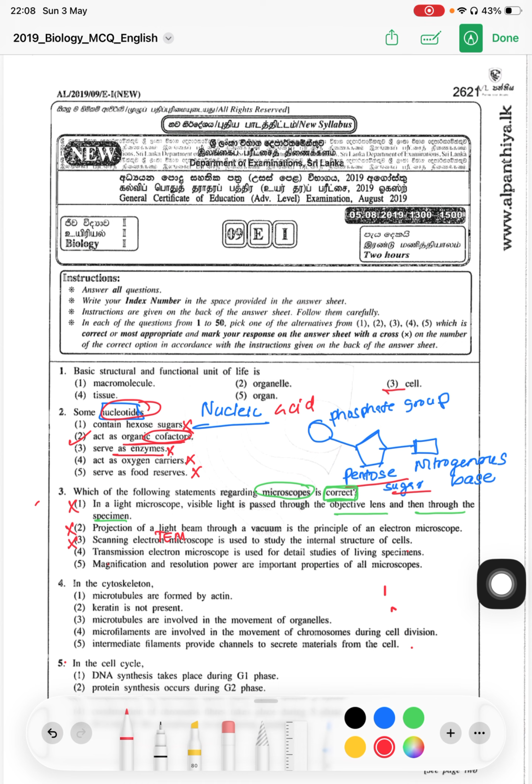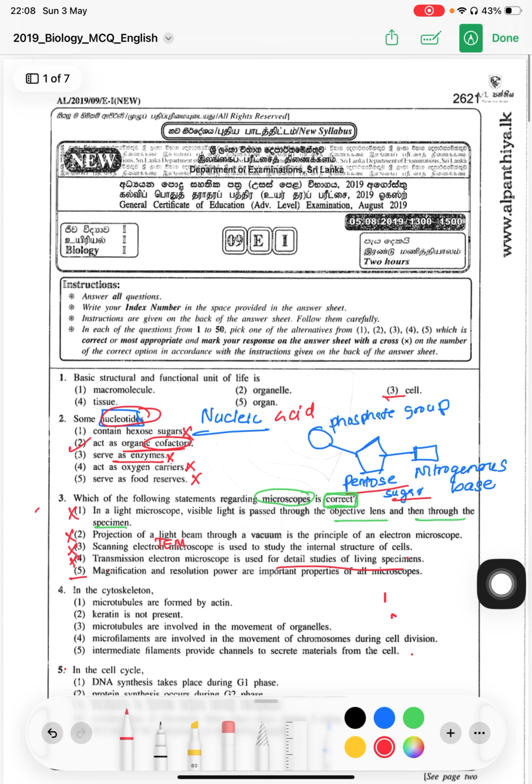Okay, children. Magnification and resolution power are important, yes, definitely. The fourth statement is wrong: transmission electron microscope is not used for detailed studies of living specimens. Electron microscopes are not used for living ones. The fifth one is correct. Magnification and resolution power are very important properties of all microscopes, that we know.